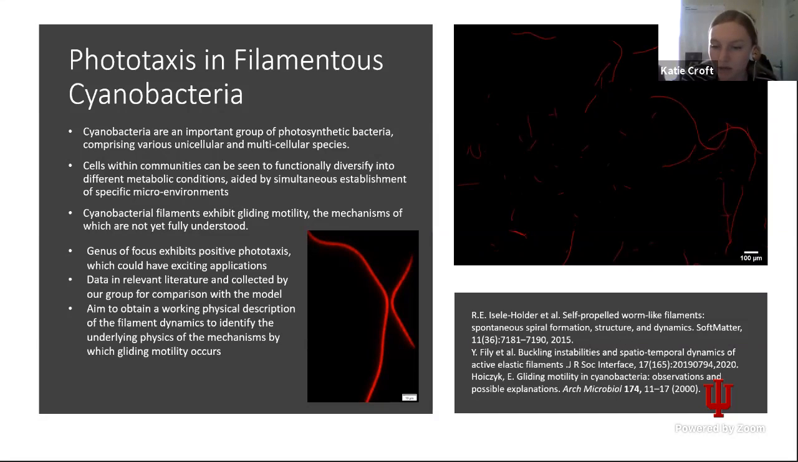I've included a couple of references here of a couple of the existing models and some information about the gliding motility of cyanobacteria, just for some background information if anyone is interested.